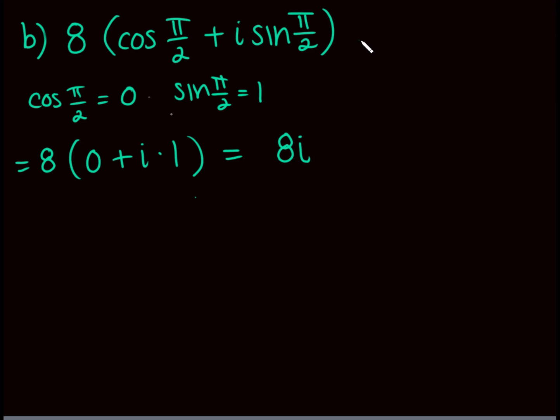Now, why is that true? Let's see 8i. Where would I graph 8i? I would come up on the imaginary axis, and that's my number right there. What is this angle? Sure enough, that's pi over 2. And what is the absolute value of this number, this distance? It's 8. So it makes sense that I should get 8i for the number 8 times cosine pi over 2 plus i sine pi over 2.